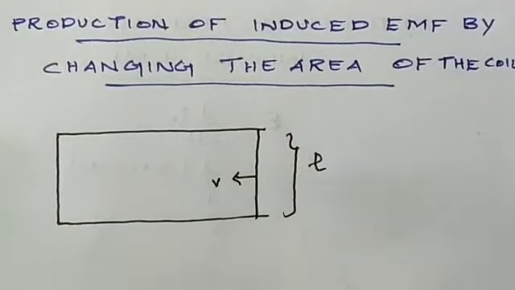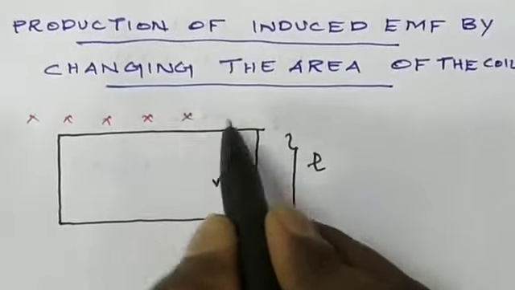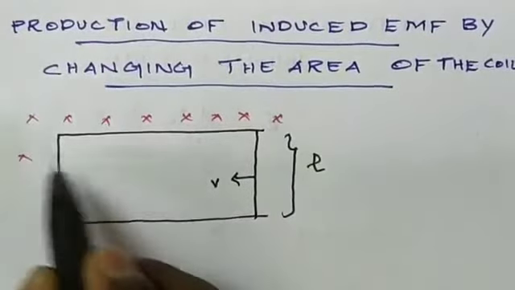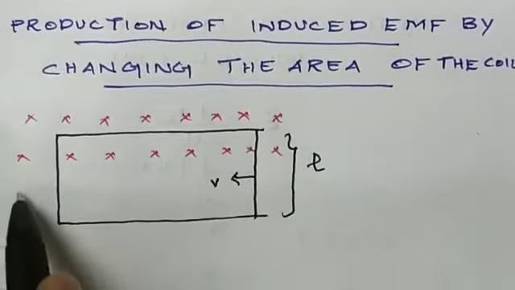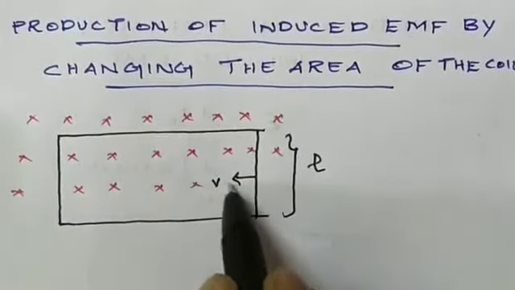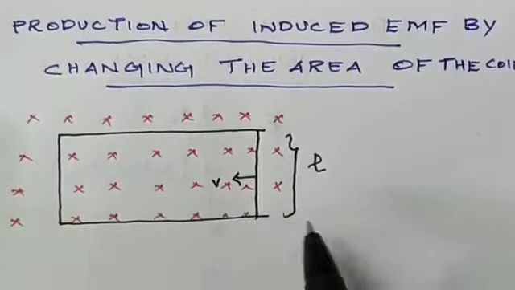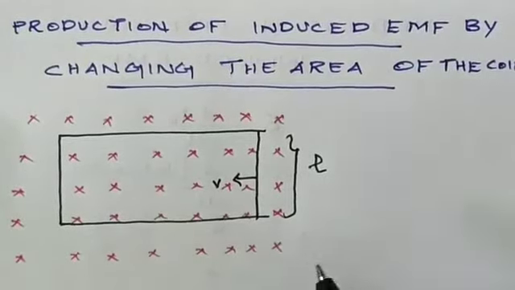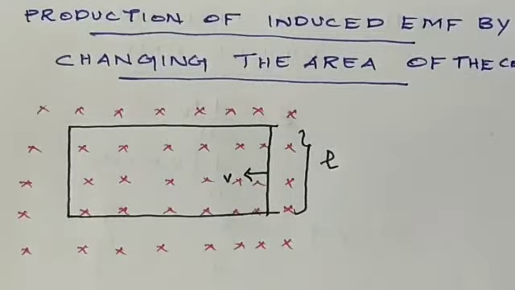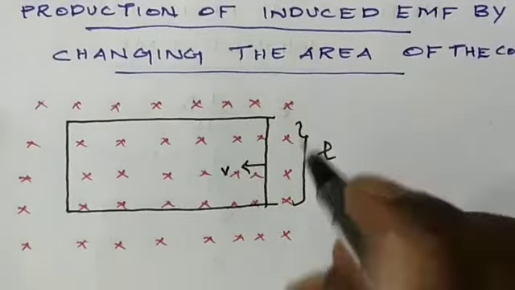It is moving towards the left-hand side. The whole arrangement is placed in a uniform magnetic field, and the magnetic field is perpendicular to the plane of the paper, in the inward direction. The total metallic frame is placed in a magnetic field. The rod is AB, the conducting rod.